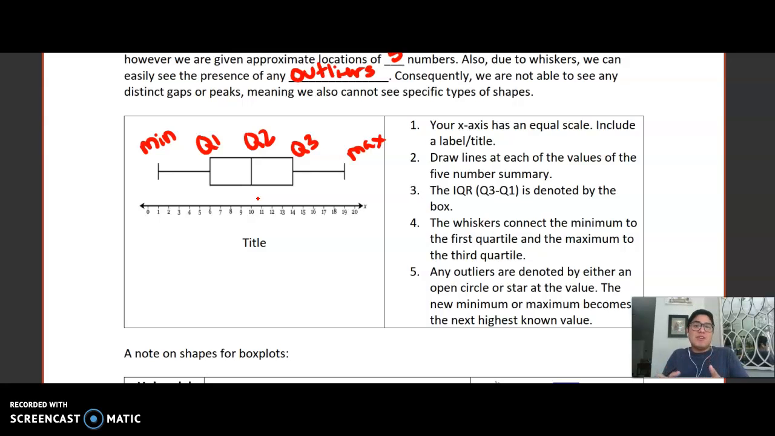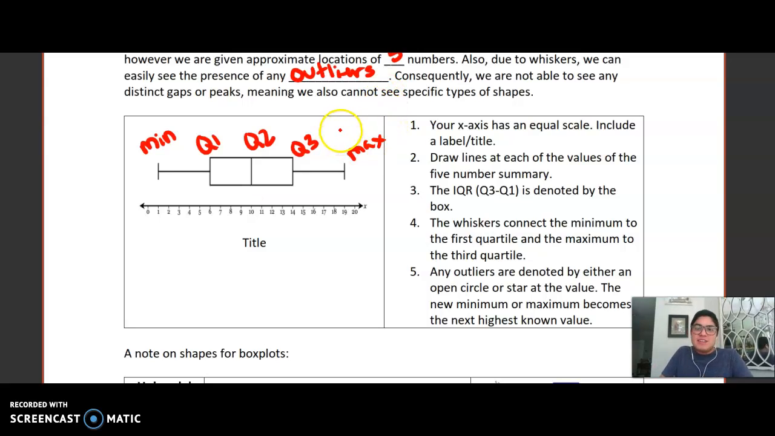And sometimes these numbers aren't even a part of the actual data because remember, it measures a specific location within the data. And as we've seen previously, depending on whether your sample size is odd or even, you're going to end up in between values. So even these 5 numbers are kind of unreliable. We just need to take that into account when we're analyzing box plots.